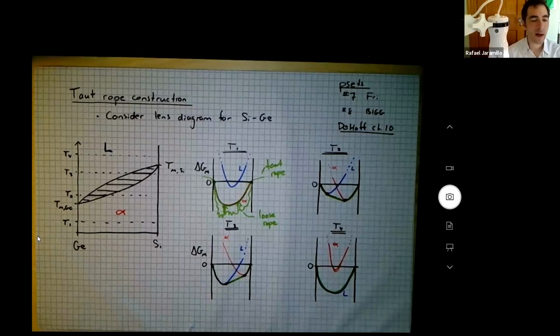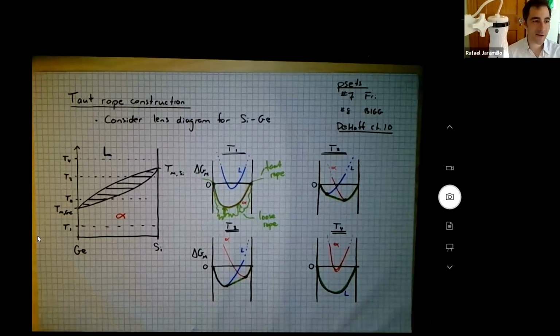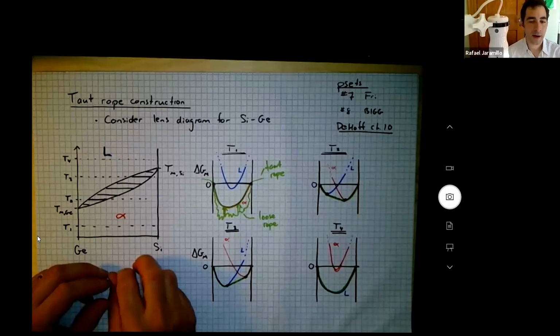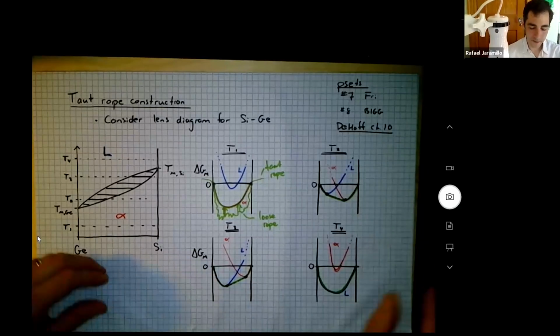This is meant to help, right? It's not meant to hurt. The taut rope construction is meant to illustrate how to find the minimum free energy configuration. That is how to find equilibrium. All right, let's move on. We're going to do more and more taut rope. It's not the last you'll see of it. We're going to talk about eutectic reactions now.